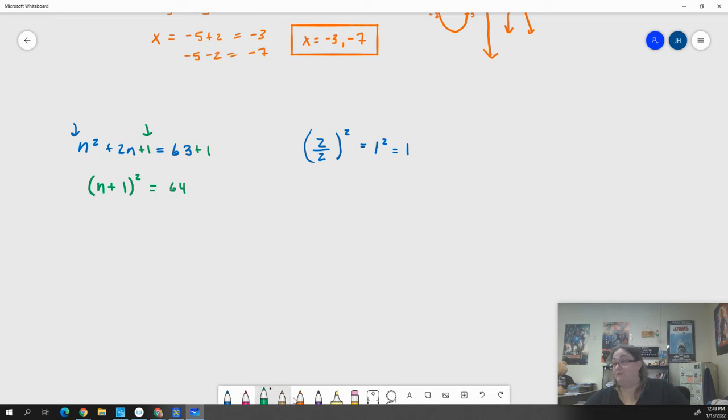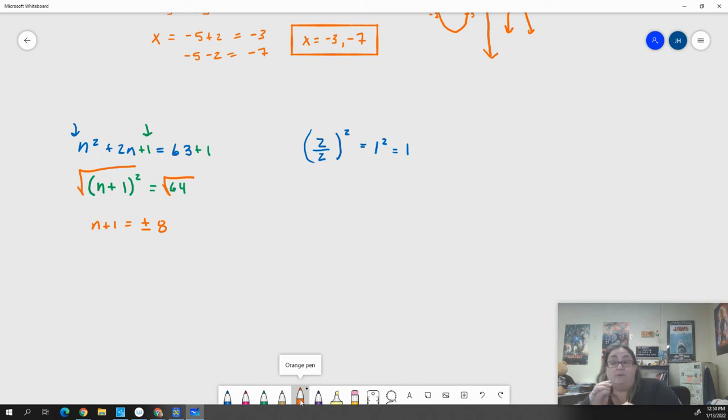What's nice about this, 64 is a perfect square, so it's going to give us a nice round number. And now all we have to do is solve. And anytime we've got a square that we've got to solve for, we just do it by taking the square root of both sides. And so what I'm left with here is whatever is in the parentheses. So I'm going to be left with n plus 1 equals the square root of 64, which is plus or minus 8. Because negative 8 times negative 8 equals 64, but positive 8 times positive 8 also equals 64.